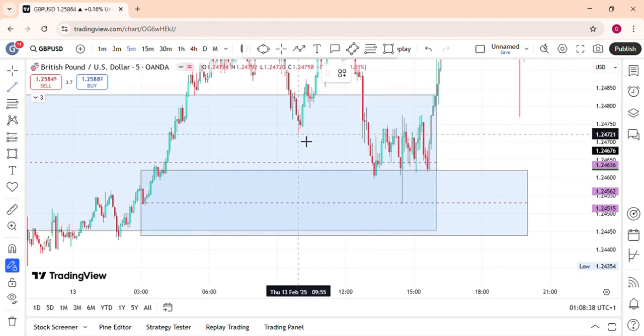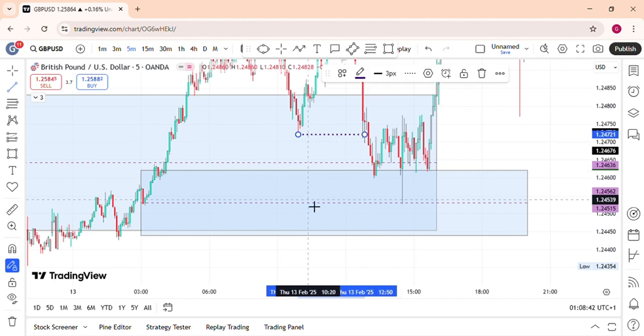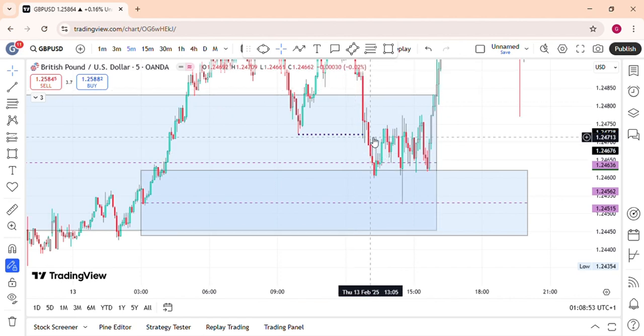Now, since market has taken this low, we did not see a break of market structure here. In fact, the market respected a fair value gap here and went down. So since the market tapped into this fair value gap, went up, respected this fair value gap right here. Let me show you. Market respected this fair value gap right here.